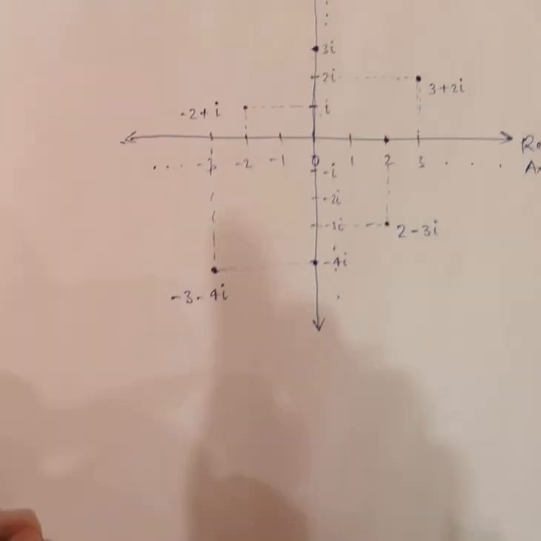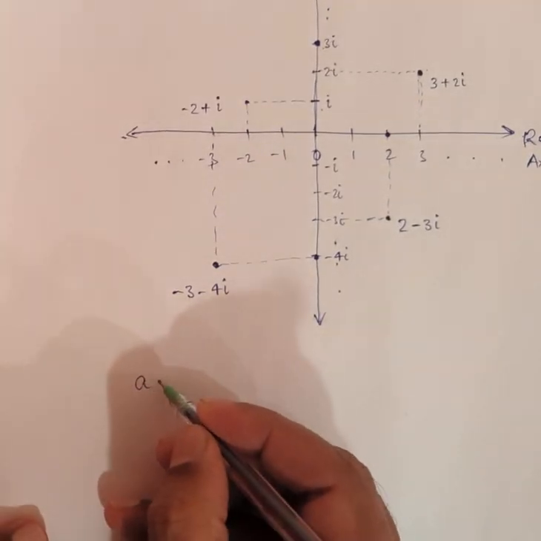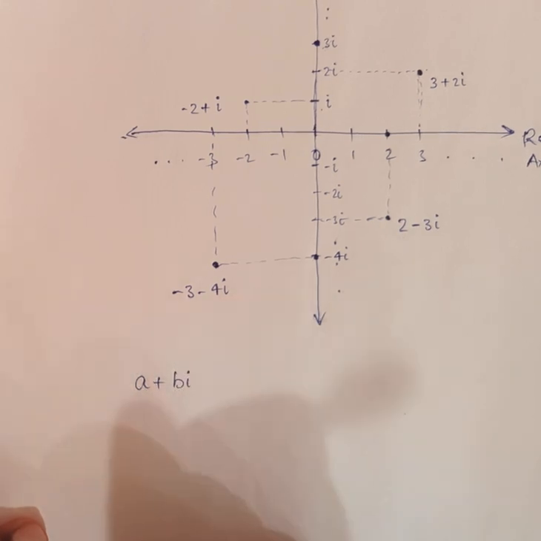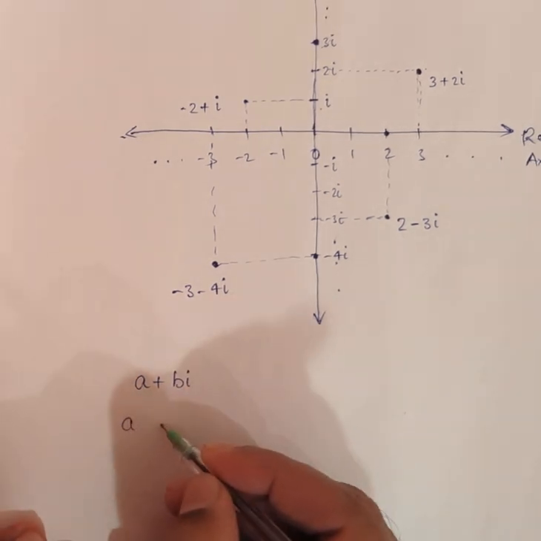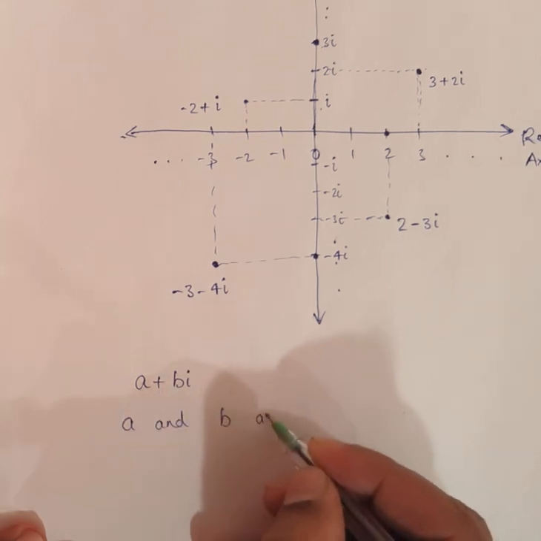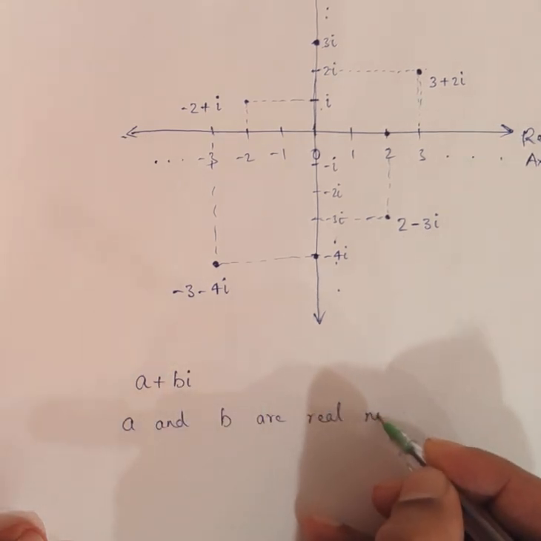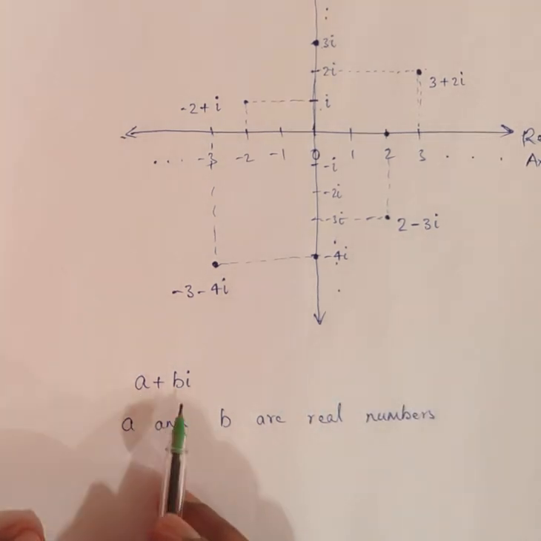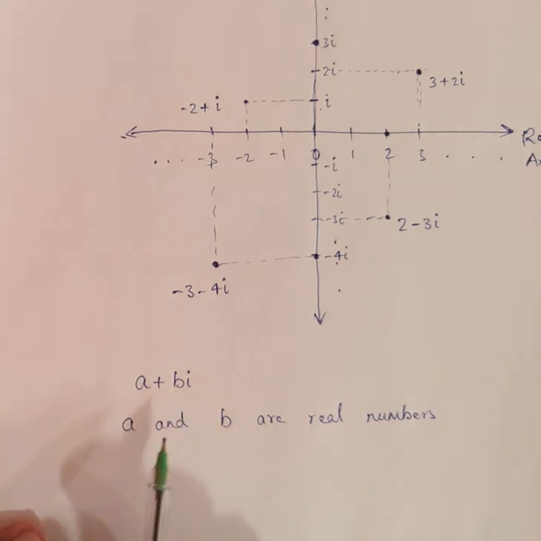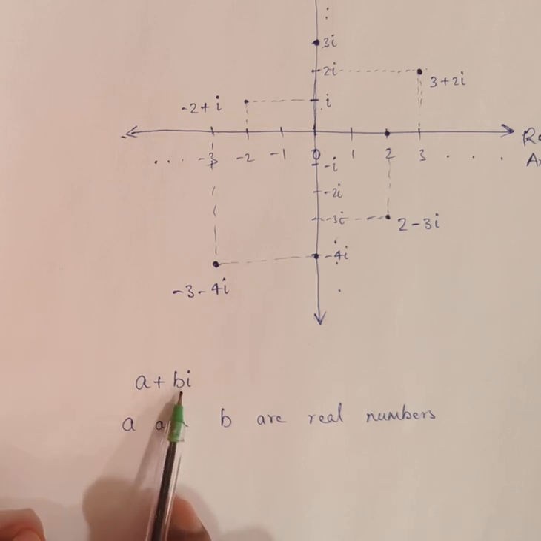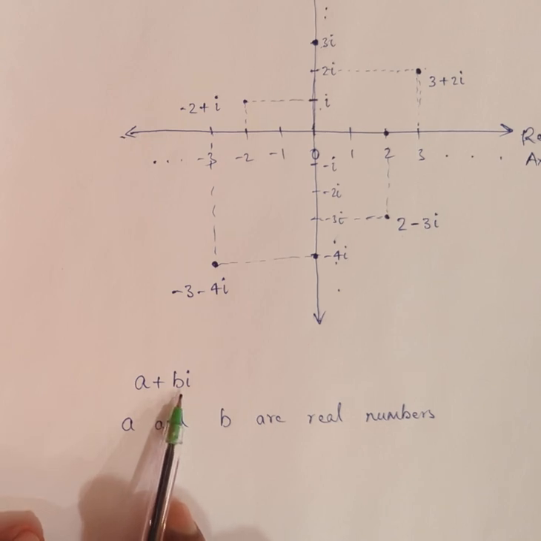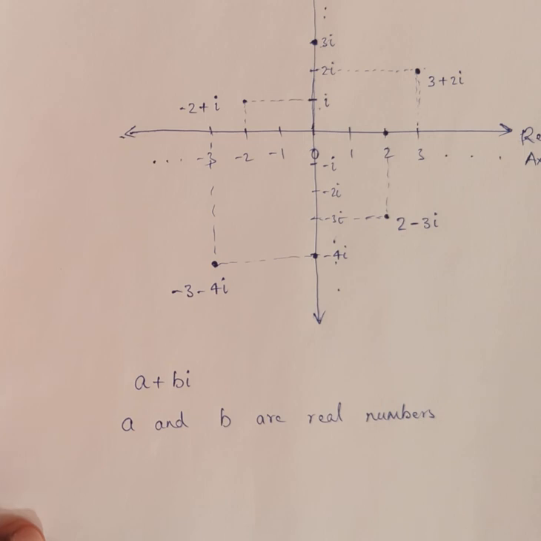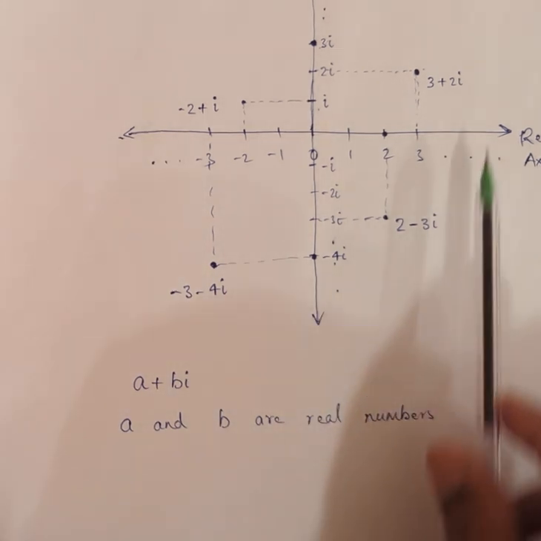So every complex number appears in this form, a plus bi, where a and b are real numbers. So a is called the real part and b is called the imaginary part. And since you're multiplying b by i, that's why you have an i associated with b. So that's why b is called the imaginary part. And so this is what a complex number looks like.